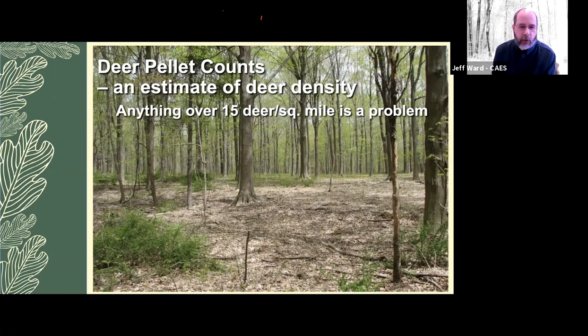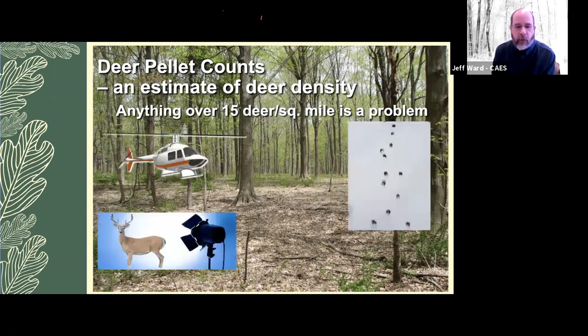For example, you look at the picture in the background here, this actually was an area that had 60 to 100 deer per square mile, really high deer densities. And everything you see green growing in the understory is an invasive plant. There's no native wildflowers, no native regeneration.